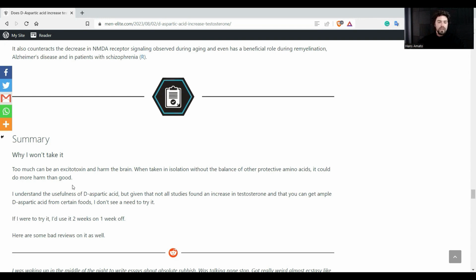So I understand the usefulness of the aspartic acid, but given that not all studies found an increase in testosterone and that you can get ample D-aspartic from certain foods, I don't see a need to try it. So if I were to try it, I'd still use it 2 weeks on, 1 week off. So that one study found that used it for 2 weeks, like 14 days, and it had the increase in testosterone 42%. And then over 4 weeks, it only increased it by 80 nanograms per deciliter. So maybe we can speculate that the ideal duration would be 2 weeks on, 1 week off.